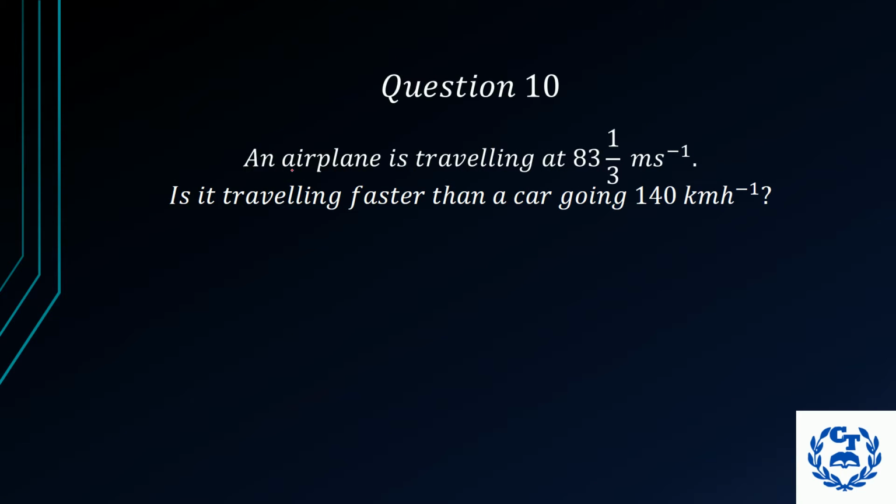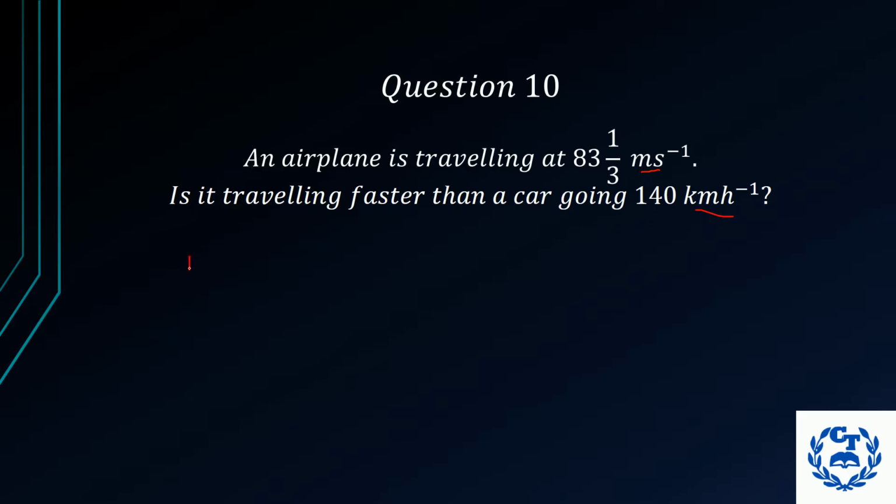In this question, an airplane is traveling at 83.3 meters per second. We want to find out if it's traveling faster than a car that's going 140 kilometers per hour. First off, in this case, again, I have to convert meters per second to kilometers per hour. So I can go either way. Since I used meters per second previously, I am now going to convert kilometers per hour into meters per second.